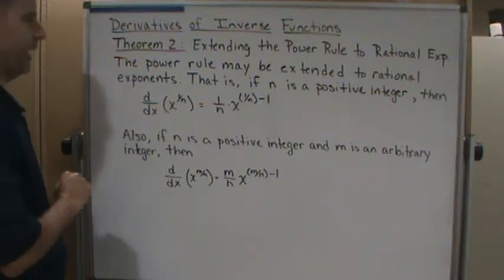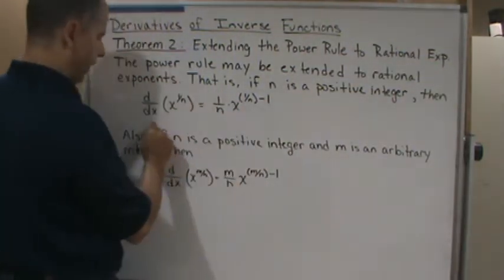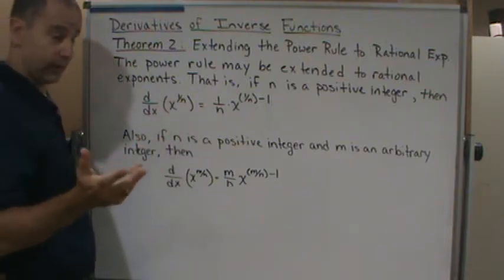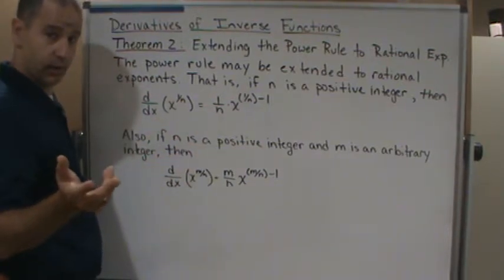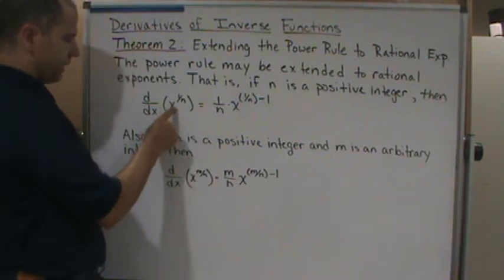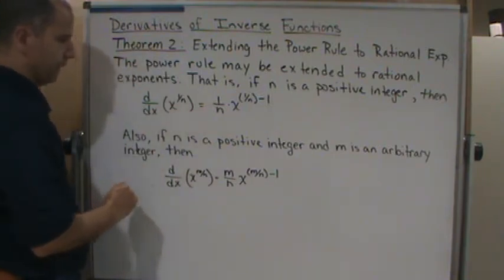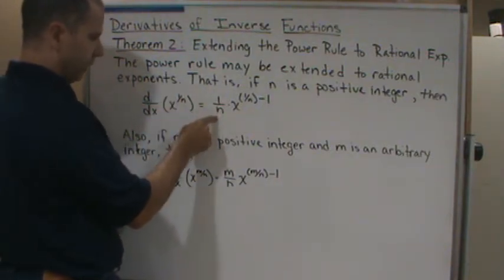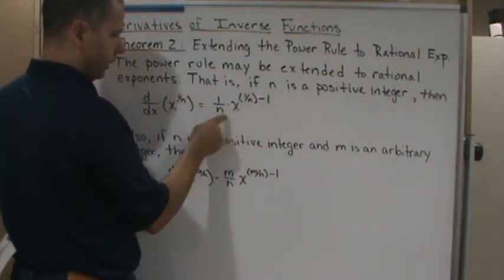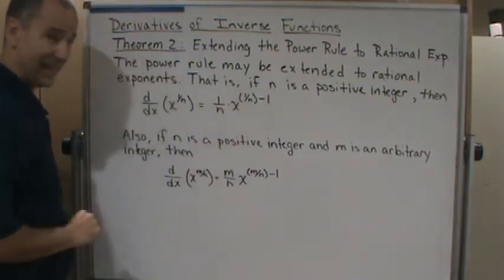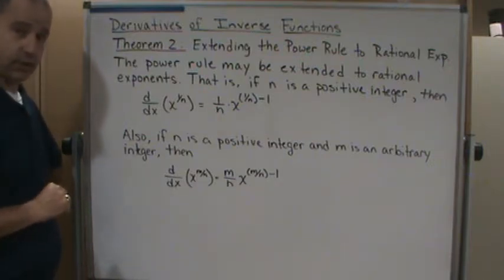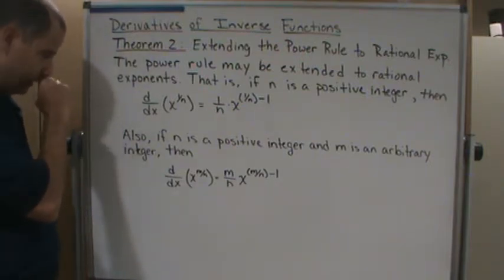That is, if n is a positive integer, then the derivative of x to the 1 over n, or we could look at these as the nth root of x, right? So x to the 1 over n power is equal to 1 over n times x to the 1 over n minus 1. So you take the power, drop it down, and then you reduce the power by 1. Again, we're just extending it to rational exponents.